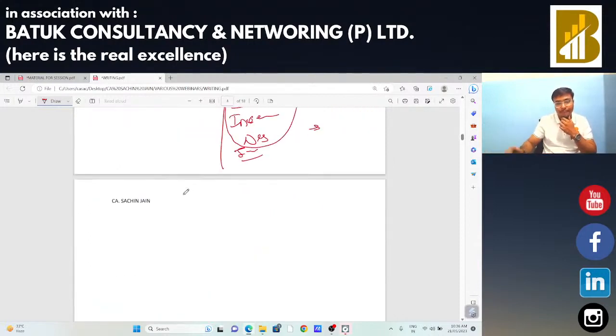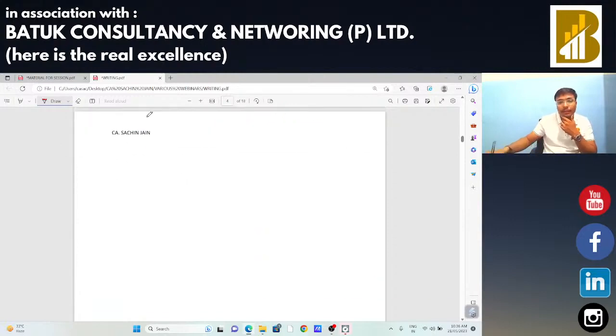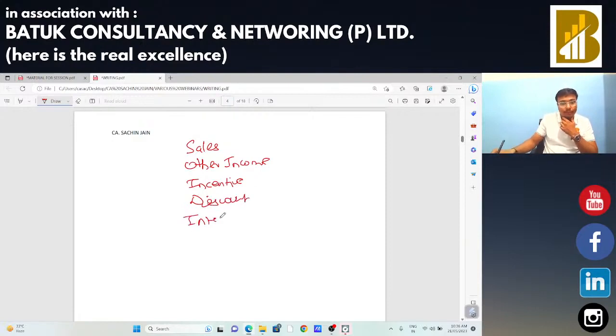Suppose, let me write it clearly. On the income side, suppose sales is there, other income is there, incentive is there, discount is there, interest is there. Okay, these types of terms are there. You need to check that GST has been paid on that sales.